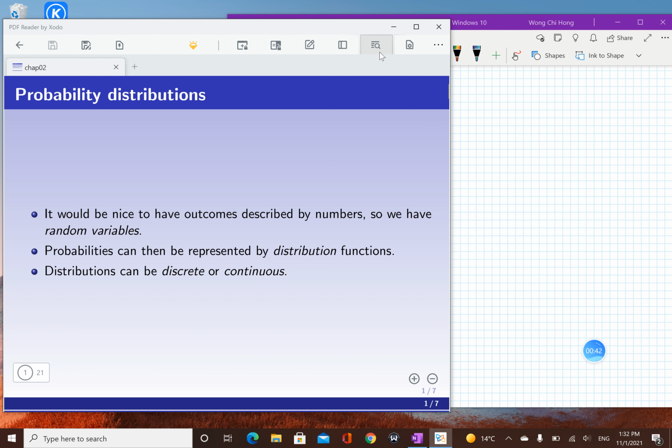So rather than having a coin which gives us head or tail, maybe we can assign them numbers like 0 and 1 instead. And obviously if we have a 6-face die, then it will be 1, 2, 3, 4, 5, and 6. We like to have our outcomes described by numbers. So we have what is called random variables. A variable that changes randomly. It may take any one of the values, like your die or your coin.